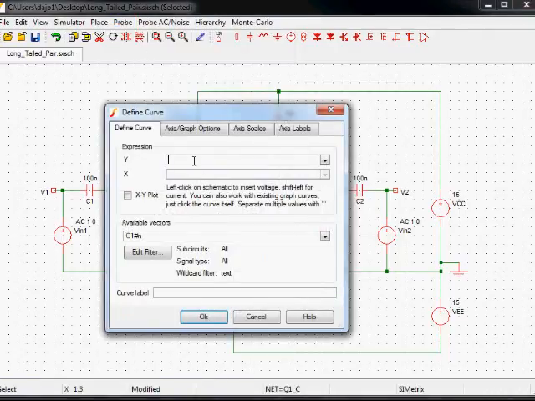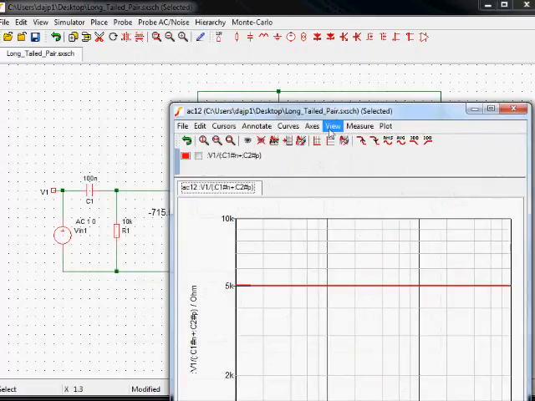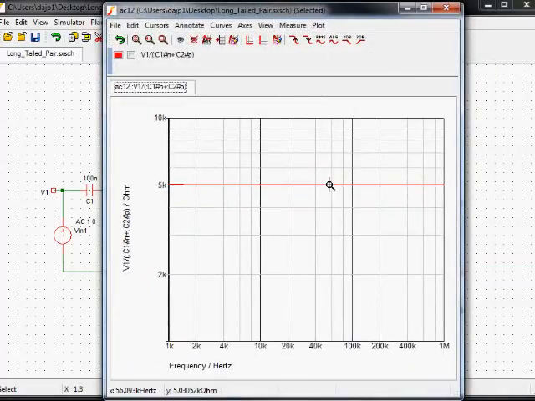The way to get round this and plot what you really want is V1 divided by C1 hash N plus C2 hash P. And now it's the common mode voltage going in divided by the sum of the current flowing that way through C1 in the N direction and that way through C2 in the P direction. And that gives me about 5 kilo ohms, which is much more reasonable and much closer to what I'm expecting. It's just something that you need to watch out for.